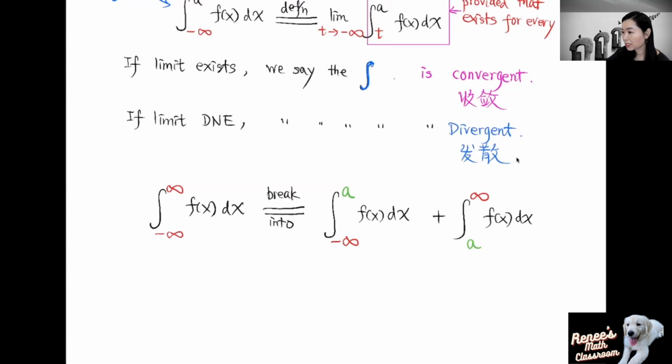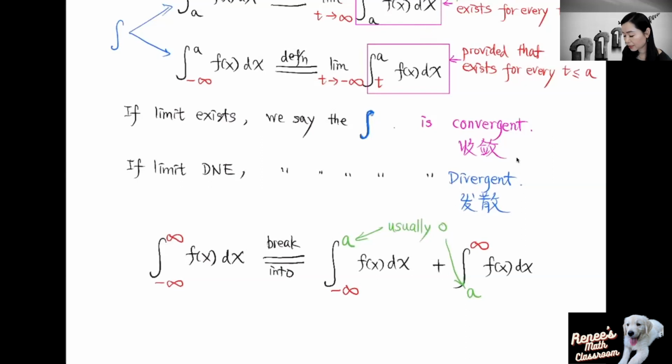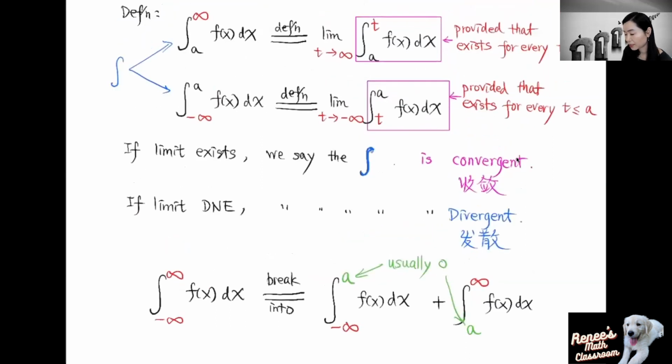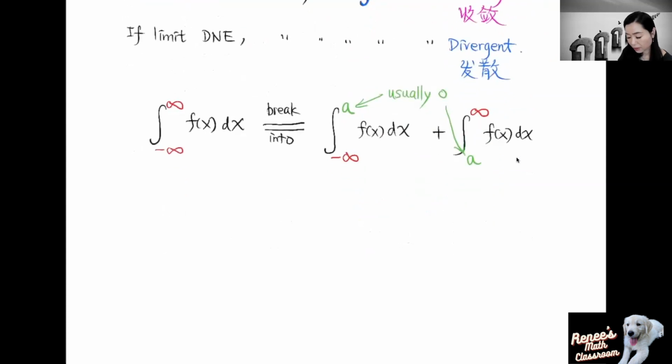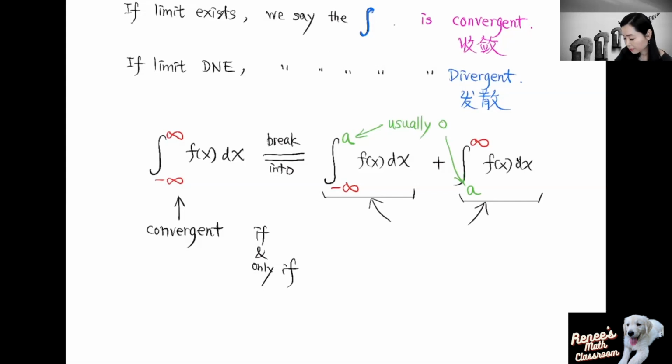The a over here, usually we make it 0. Once you break it into these two parts, this one uses this definition, and this one uses this definition. Now this improper integral is convergent if and only if both this integral and this integral are convergent. What does that mean? That means if one of these two integrals diverges, then the sum is going to be divergent.